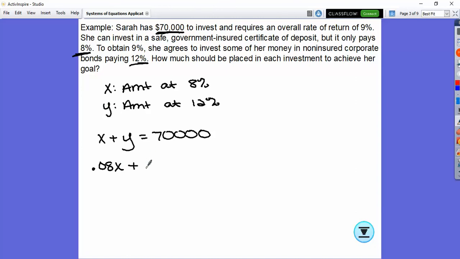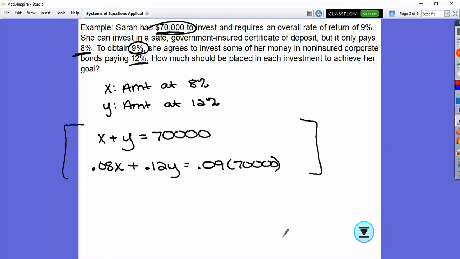Plus the interest from the second investment. What would that one say? Overall, my interest, we are getting 9% of my 70,000. So that would be 0.09 times my 70,000. Okay. So we need to clean it up a bit, but here are the starting equations. What strategy do you guys want to do? Substitution or elimination? Doesn't matter to me. We did substitution on the last one.